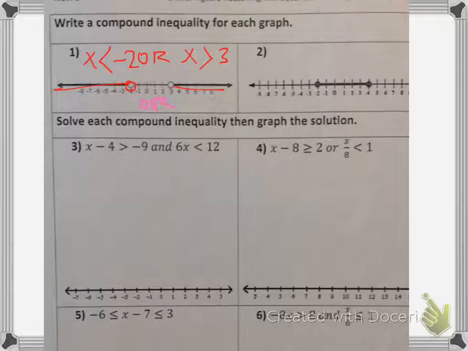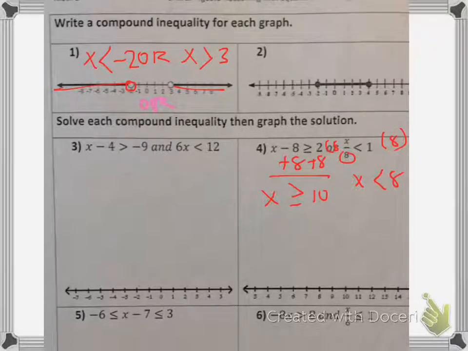I'm going to skip over here and do number 4 for you. Number 4 needs a little bit of work to be solved before you can graph it. So the first thing we're going to do is add the 8 on this inequality. We get x is greater than or equal to 10. And then on this one, we got to get rid of the 8 by multiplying. So we multiply both sides by 8. And when we do that, it cancels over here to be x. And then that will be less than 8.